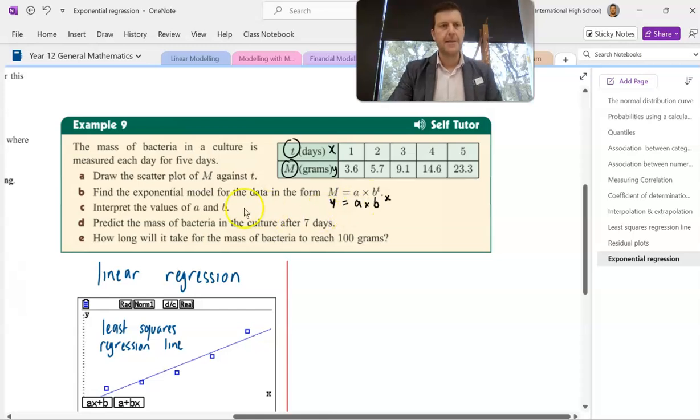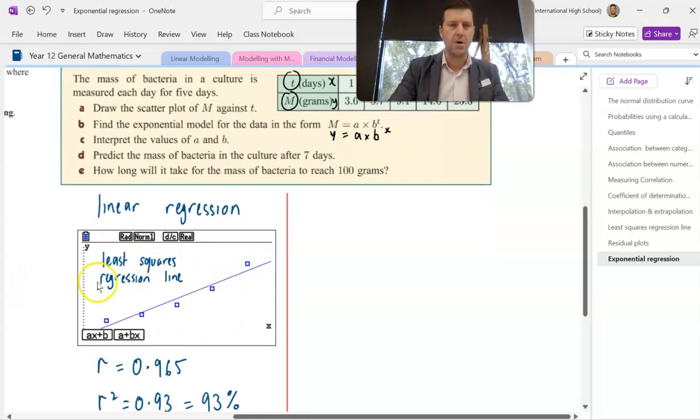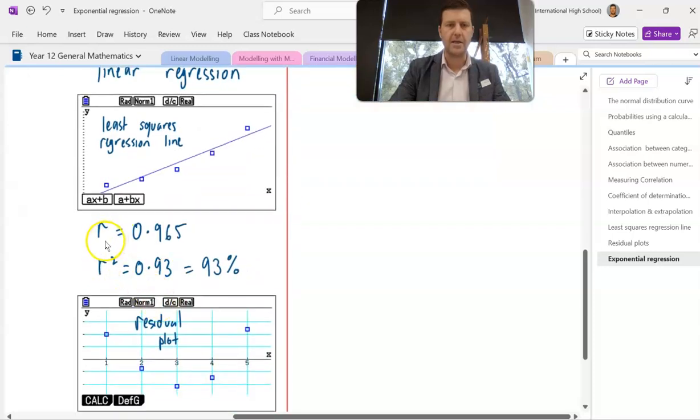Hopefully that makes sense. So in order to draw that exponential model, we're going to go through a slightly different process. I just want to show you as well though, based on the least squares regression line, I've actually calculated the values of r and r squared.